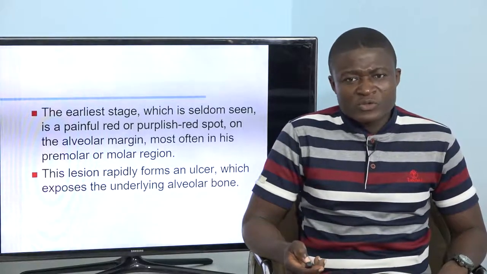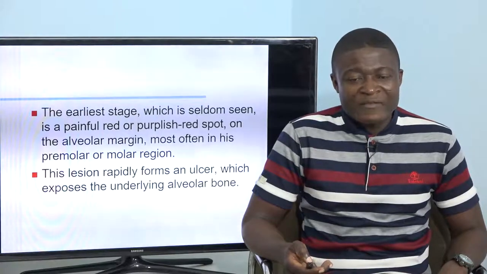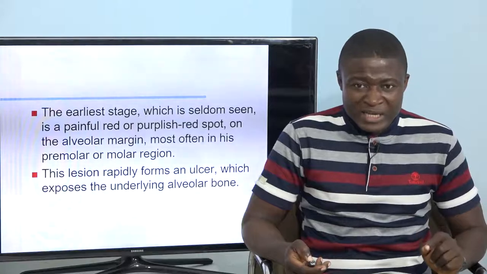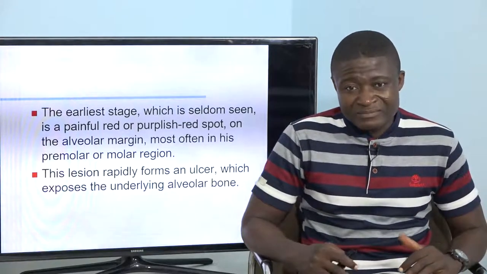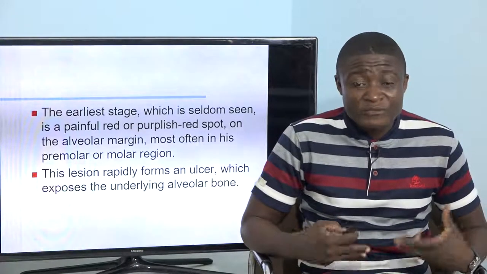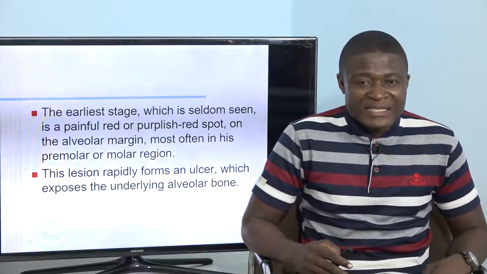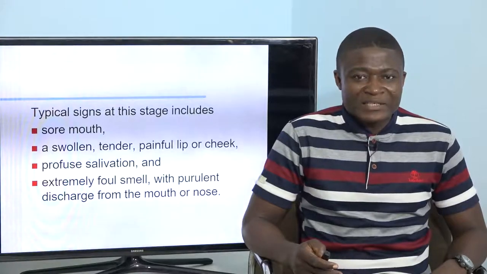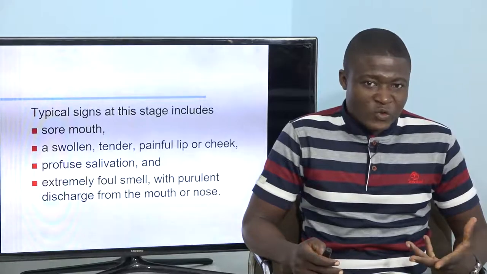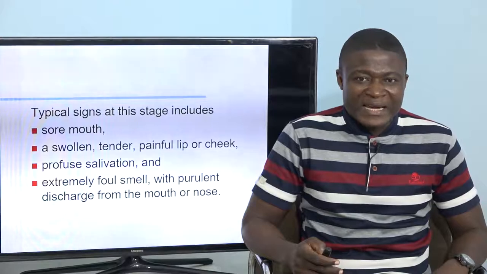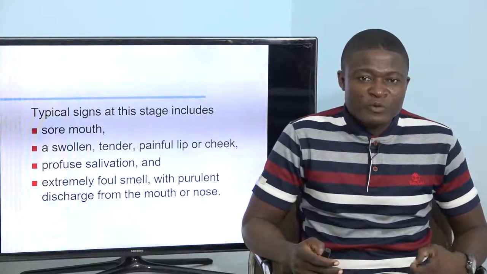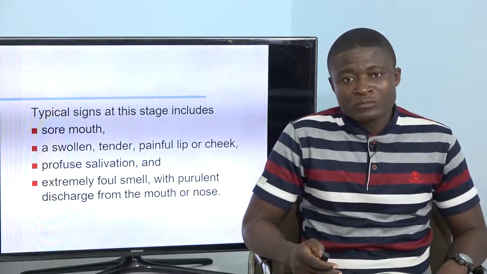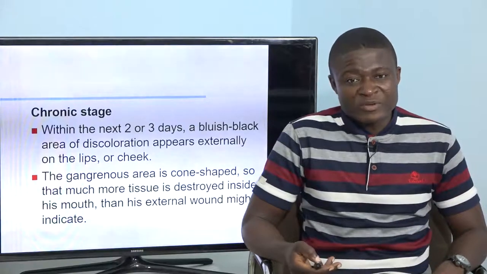This lesion rapidly forms an ulcer, which exposes the underlying alveolar bone. So the lesion, the sore-like structure that developed, continues, and it fully becomes a sore or an ulcer. And this can eat the tissues until it exposes the alveolar bone. Typical signs at this stage include a sore mouth, very painful. There is a swelling, tender and painful lip or cheek. There is profuse salivation, and there is an extremely foul smell with purulent discharge from the mouth or nose. These are some of the typical signs that you are likely to see during this period.